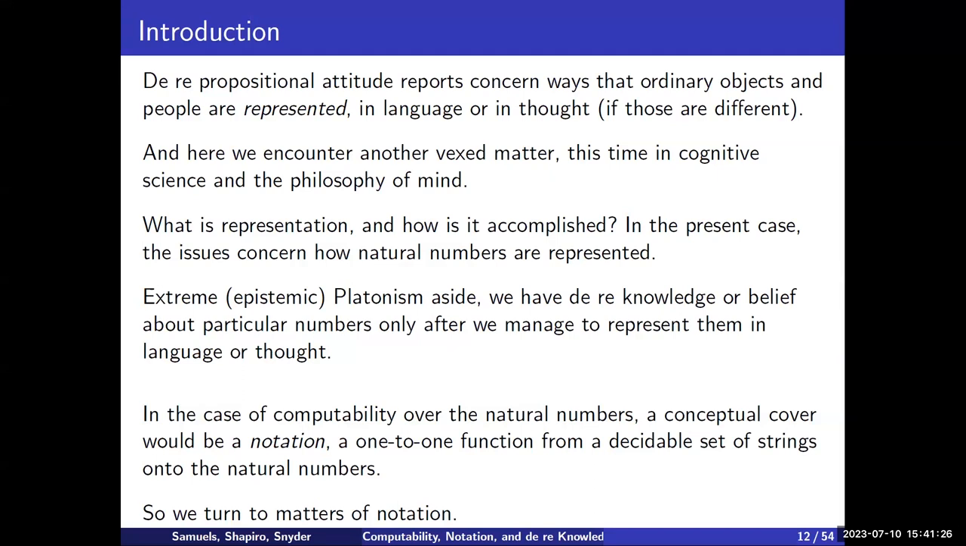All right, now, de re propositional attitude reports concern ways that ordinary objects and people are represented in language or in thought. And here we encounter yet another vexed matter, this time in cognitive science and philosophy of mind. What is representation and how is it accomplished? In the present case, the issues concern how natural numbers are represented. Now, putting aside extreme Platonism, by Platonism here, I mean epistemological Platonism, we have de re knowledge or belief about particular numbers only after we manage to represent them in language or thought. In the case of computability over the natural numbers, a conceptual cover, in Ohlone's terms, would be a notation, a one-to-one function from a decidable set of strings onto the natural numbers.